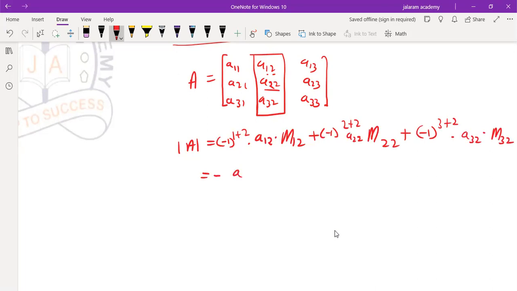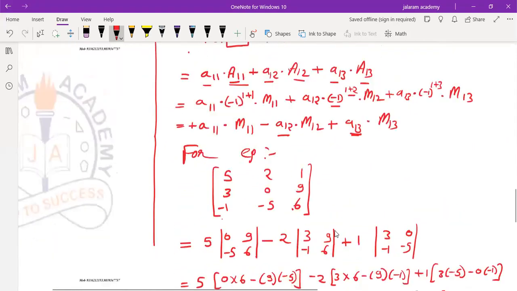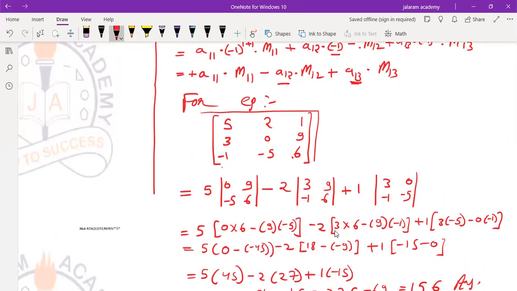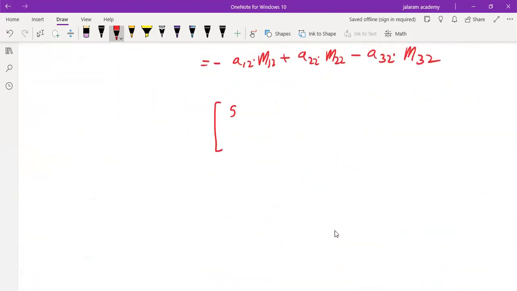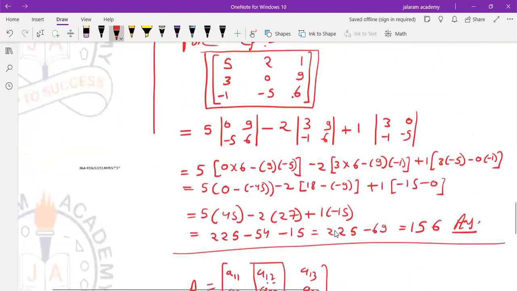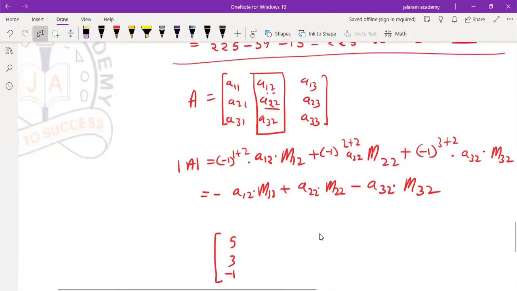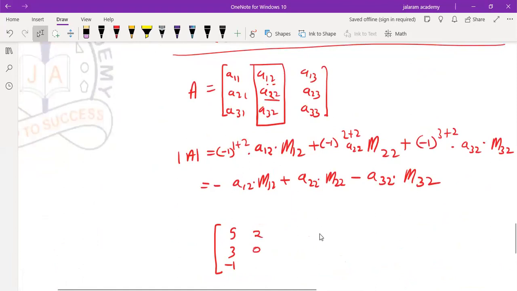The first will be negative. Next will be positive. Third will be again negative. Results will be the same. For example, we discuss the same matrix again, which we have solved using the first row. Now we will solve it using the second column. 5, 3, minus 1 is the first column. 2, 0, minus 5 is the second column.